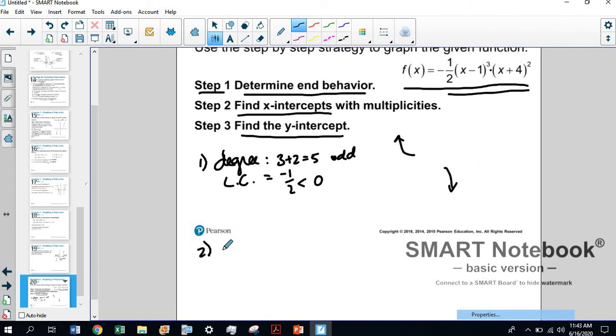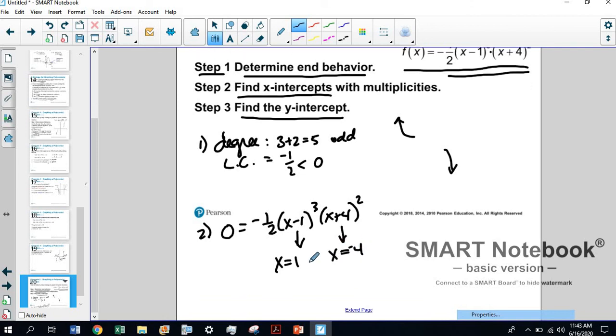Step 2, find the x-intercepts. We set 0 equal to all these guys, and again, each is already factored out, and so the solutions are pretty easy. x equals 1 and x equals negative 4. What is the multiplicity associated with this? Multiplicity here is equal to 3. Multiplicity here is equal to 2. What does that mean? That means here we cross and we actually flatten a little bit too. All right. And then here we touch and turn.